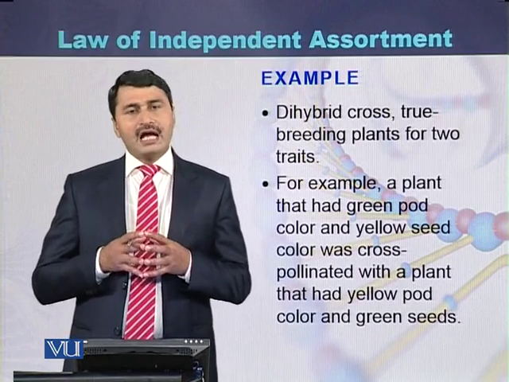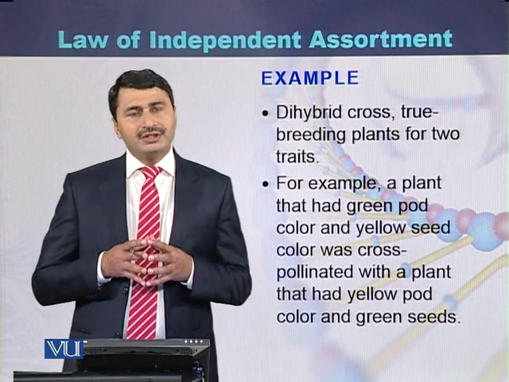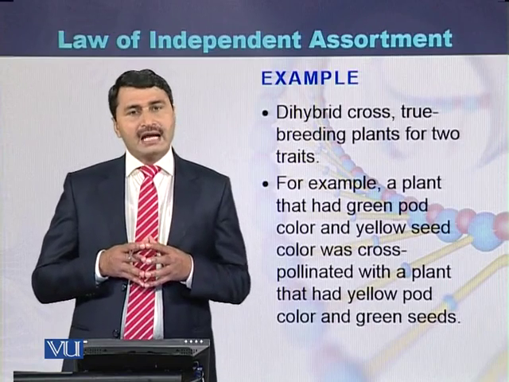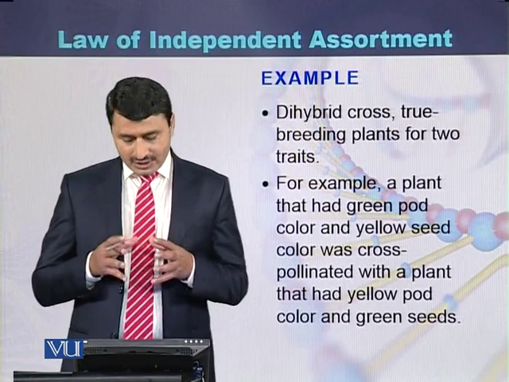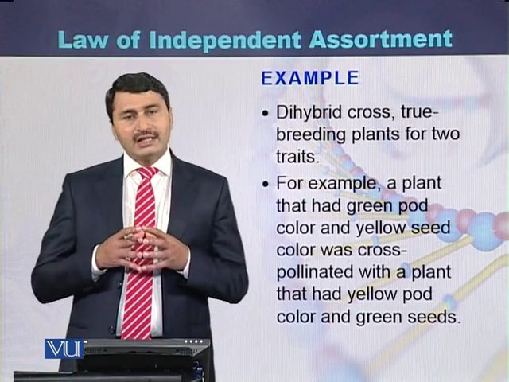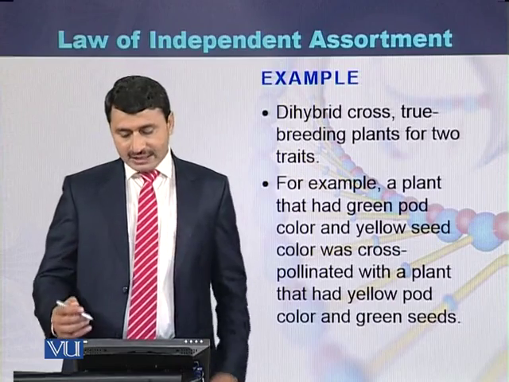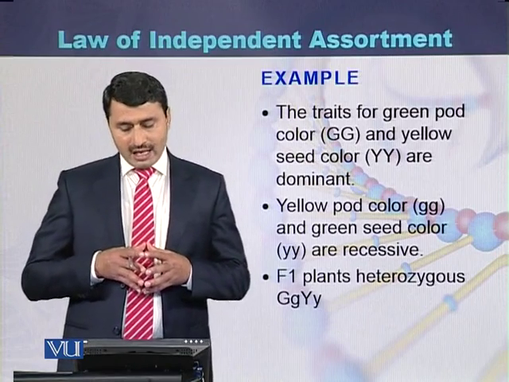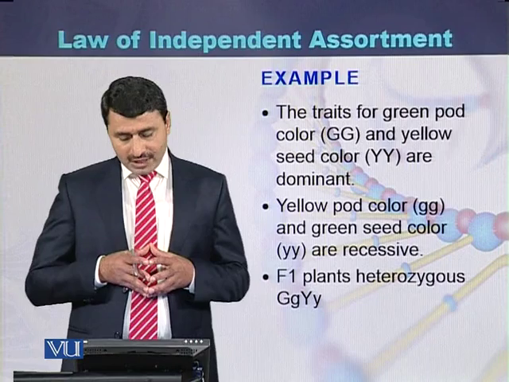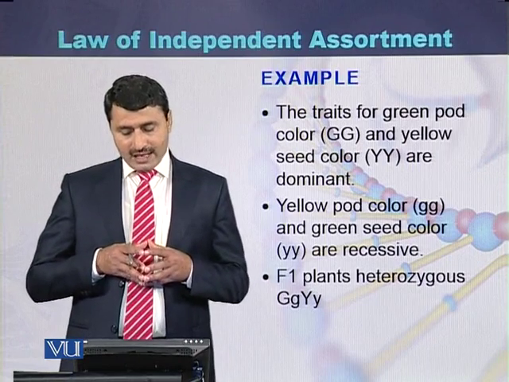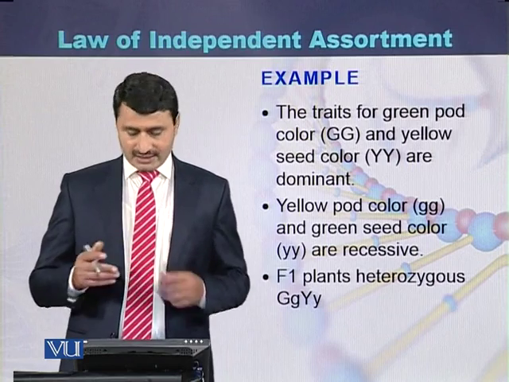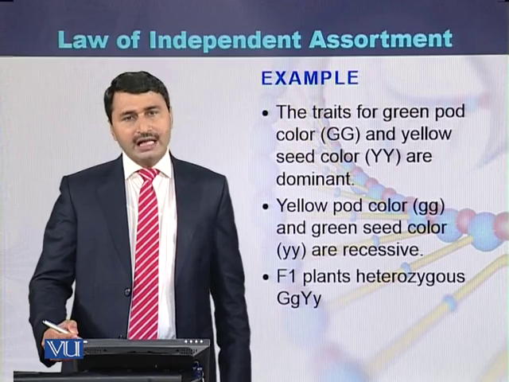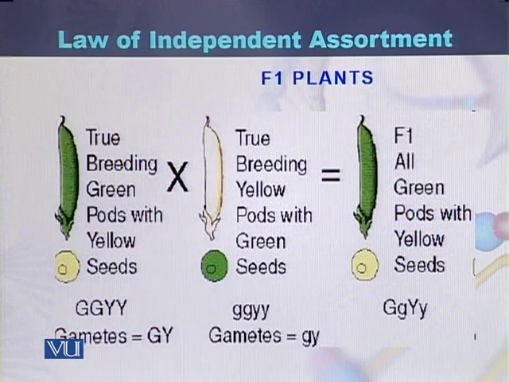The dihybrid cross was performed between two true breeding plants. For example, a plant that had green pod and yellow seeds was pollinated with a plant that had yellow pod and green seeds. In this case, the traits for green pod and yellow seed were dominant, and yellow pod color and green seed were recessive characters. So the F1 plants produced as a result of the dihybrid cross were all heterozygous.